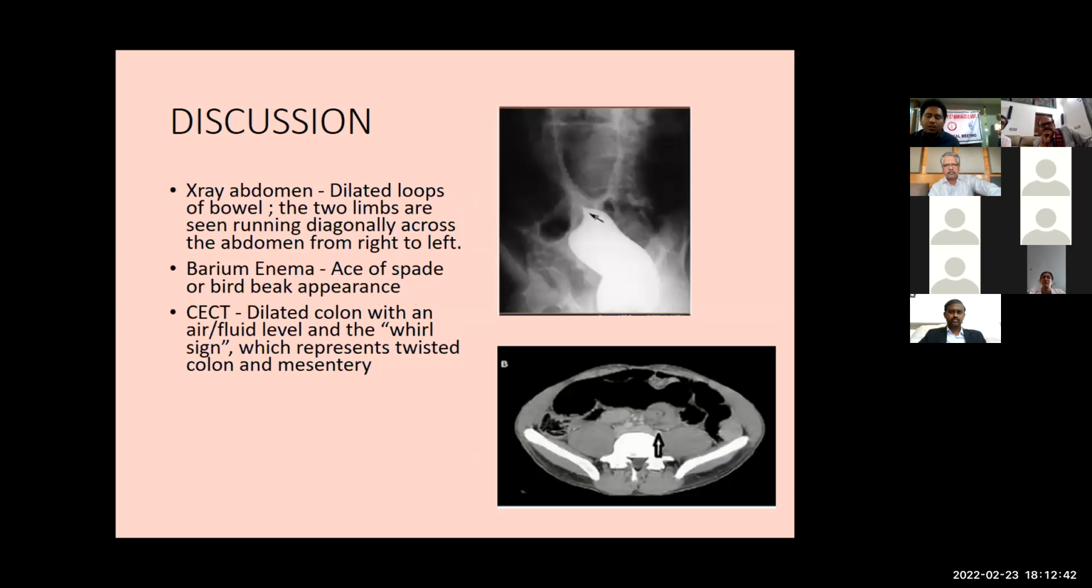Investigations: X-ray abdomen shows dilated loops of bowel, two limbs seen running diagonally across the abdomen from right to left, and a barium enema will show ace of spades or bird beak appearance. CT abdomen pelvis shows dilated colon with air-fluid level, and a whirl sign representing twisted colon and mesentery.